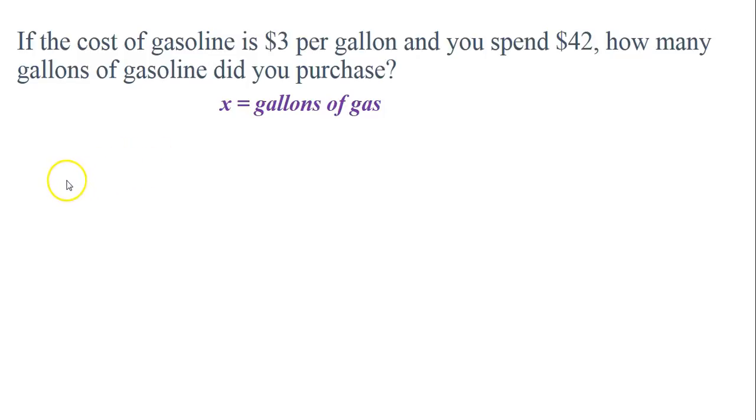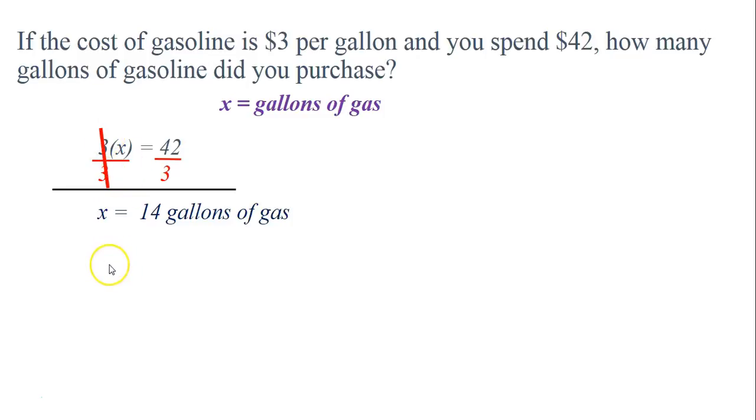So if we want to write an equation, we know that the total amount of money that you spent is equal to the price of a gallon times the amount of gallons we purchased. Now we don't know how many gallons we purchased, so that's where x comes into play. So we go 3 times x is equal to $42, the total amount that I spent. And I'm going to divide by 3 on both sides. My 3 is going to cross out here, so I'm left with x is equal to 14 gallons of gas.